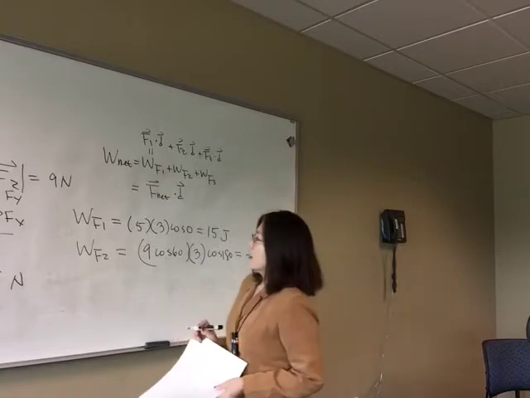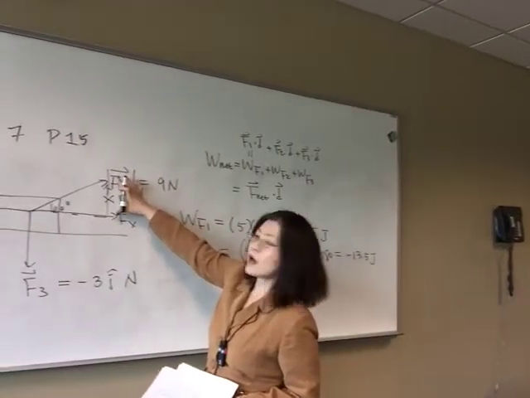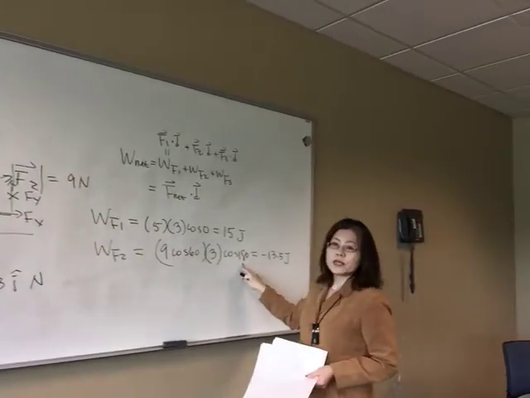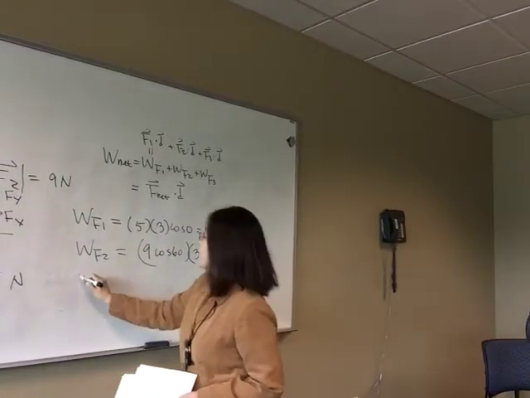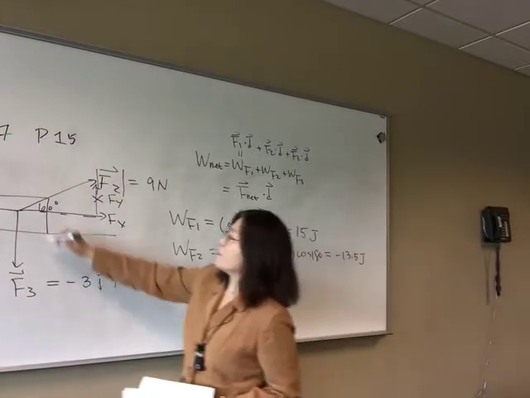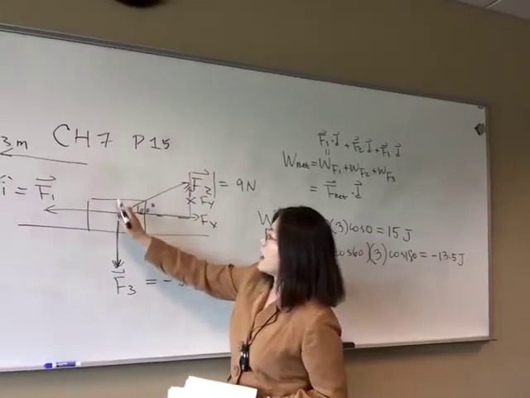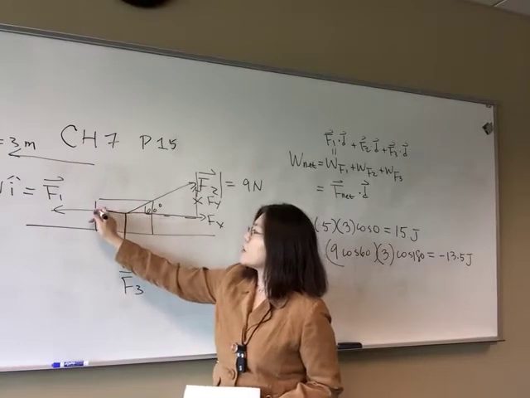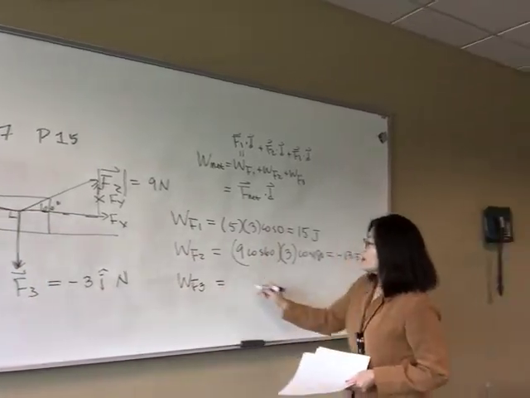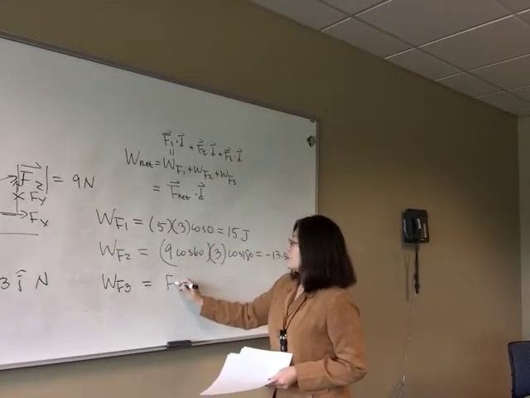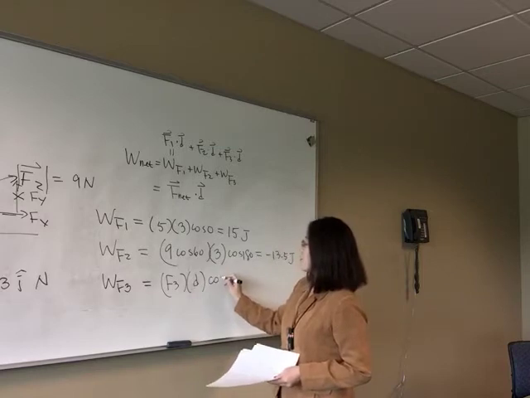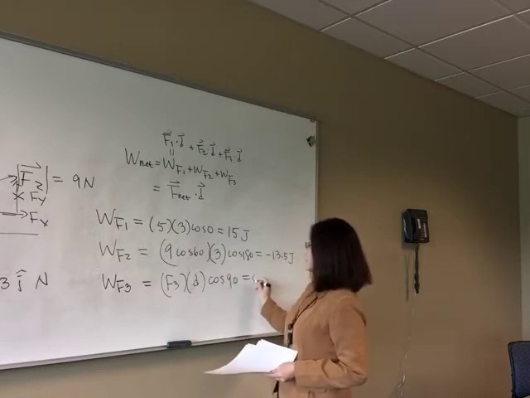Okay? And this component does not contribute to work because the angle between force and displacement is 90. What about F3? The work done by F3, using the same argument, F3 is in this direction, and its displacement is in that direction, which means that they differ by 90 degrees. So you have F3 times displacement times cosine of the angle between them. So that just gives you 0.